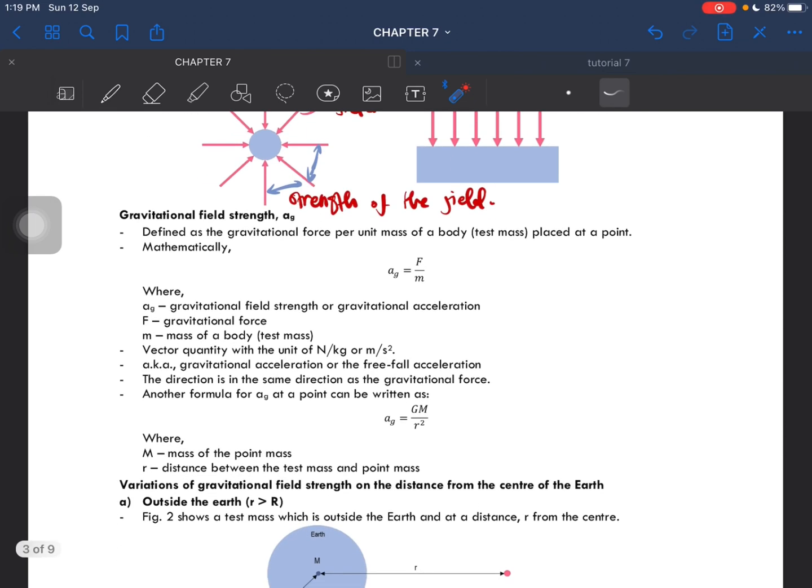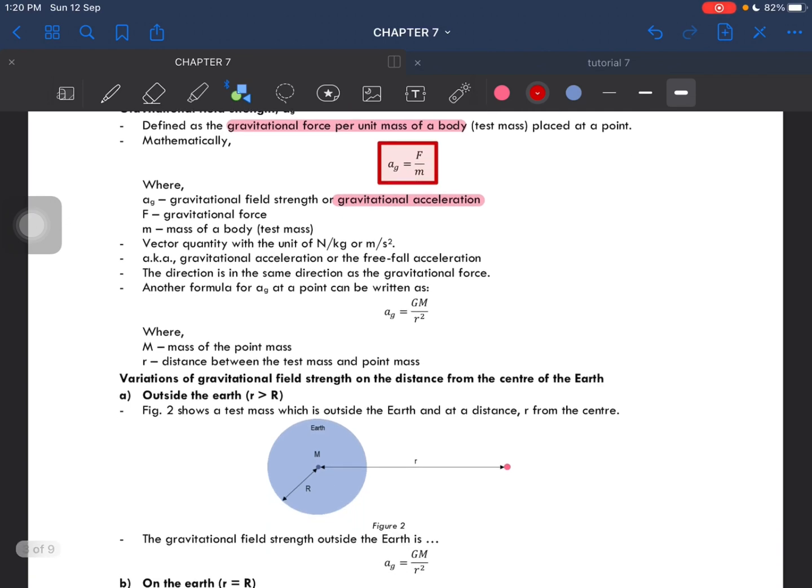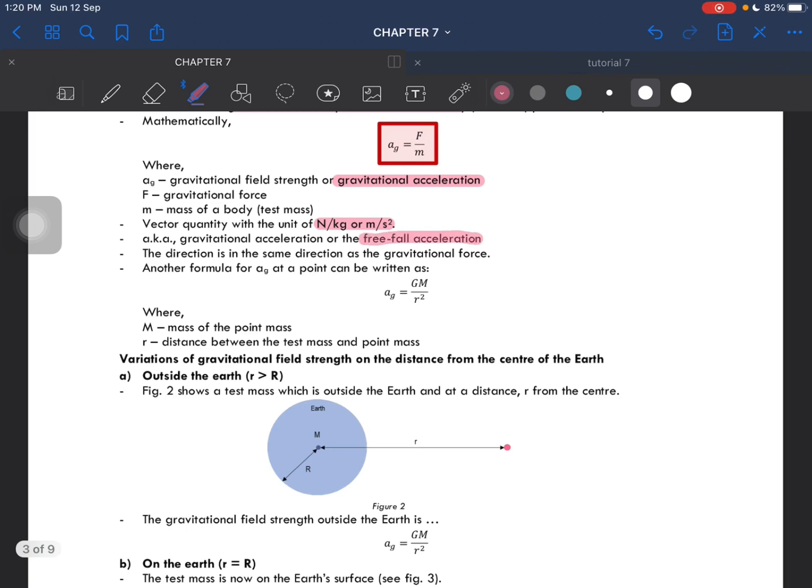Now we are going to look at gravitational field strength. Gravitational field strength is also known as gravitational acceleration. So if the question asks about gravitational field strength, it means that it wants to know about the acceleration. It is defined as the gravitational force per unit mass of a body. Mathematically you can find it by using this formula. It is a vector quantity, so it has direction, and it has the unit newton per kilogram or meter per second squared, also known as gravitational acceleration or free fall acceleration.